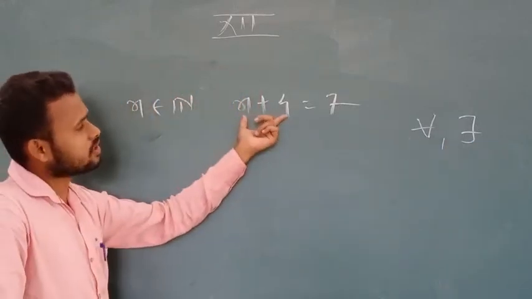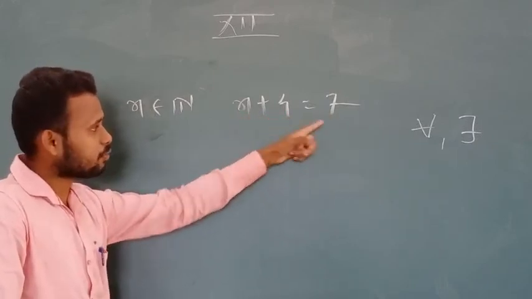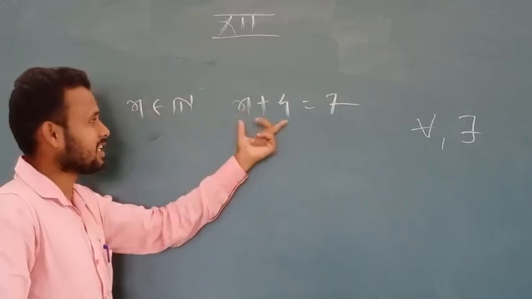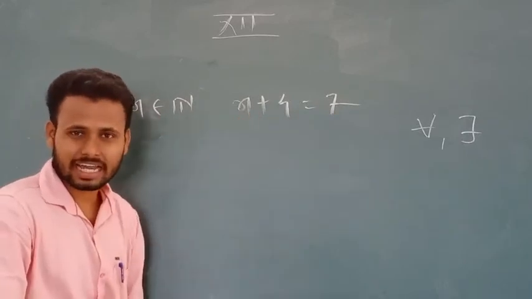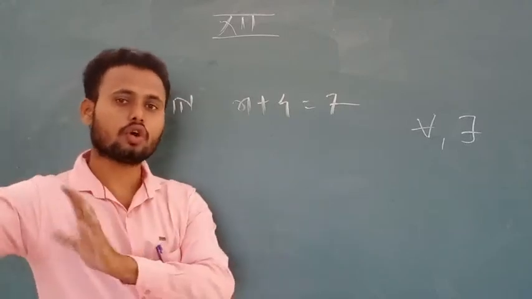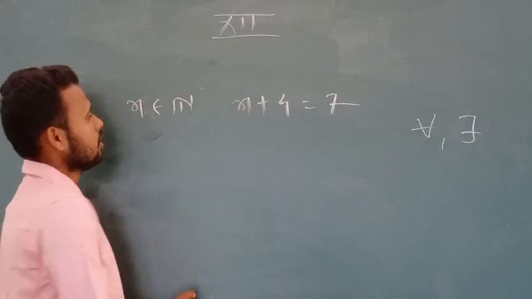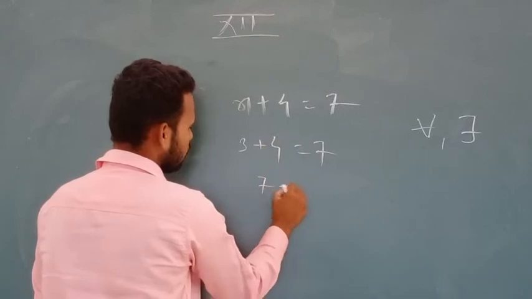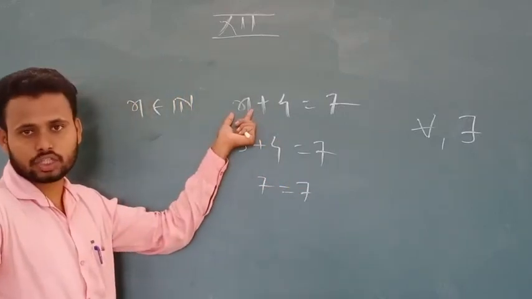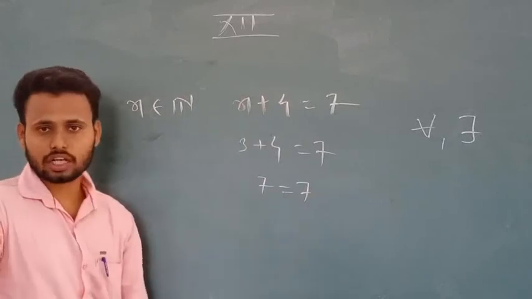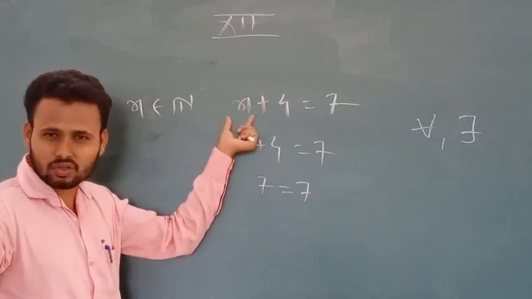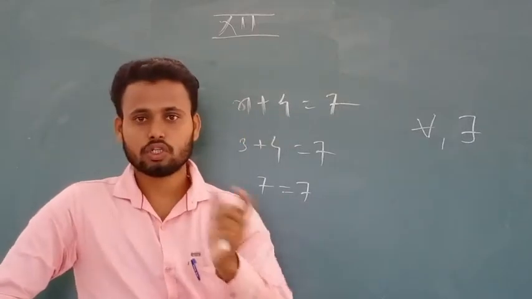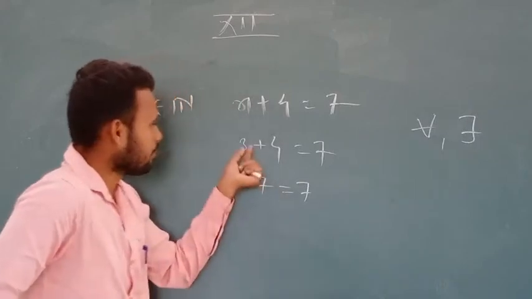Here x plus 4 is equal to 7, x belongs to the natural numbers. That means we have to take such a natural number x that the addition of the two is 7. Natural numbers start with 1 and go on. Among them, if we substitute 3, then this equation is satisfied: 3 plus 4 is 7. If we substitute any natural number other than 3, is the equation satisfied? No, it is not. There are infinite natural numbers, and among them we can use only one natural number here.